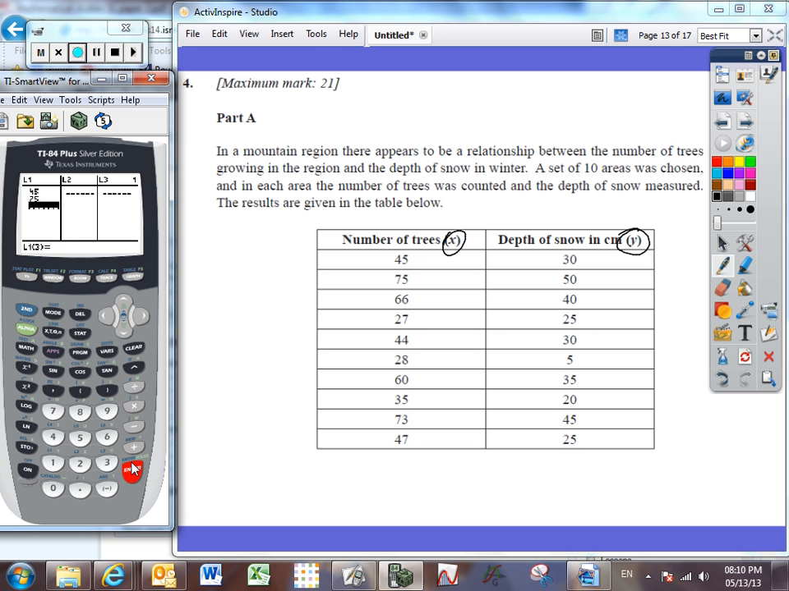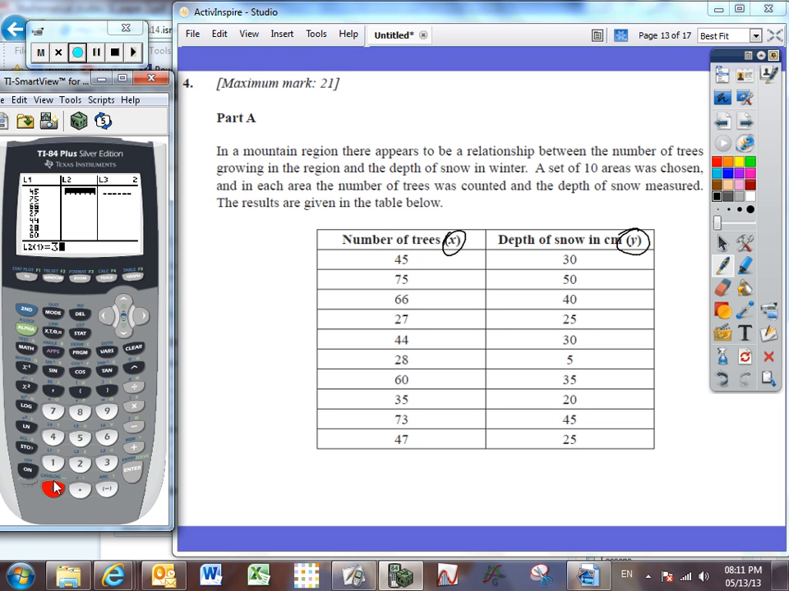45, 75, 66, 27, 44, 28, 60, 35, 73, and 47. Now let's do list 2.